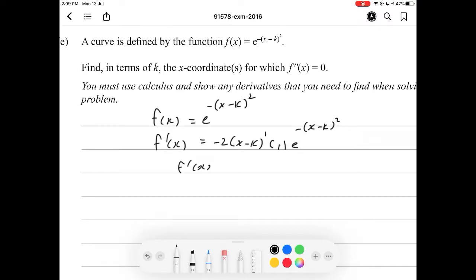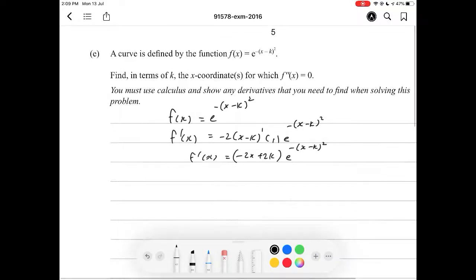So f dash of x equals (negative 2x plus 2k) times e to the power of negative (x minus k) squared. Alright, to find the second derivative, we're going to have to use the product rule now because we have two functions involving x together. Well, we're going to be using the product rule with the chain rule together. So f double dash of x equals.